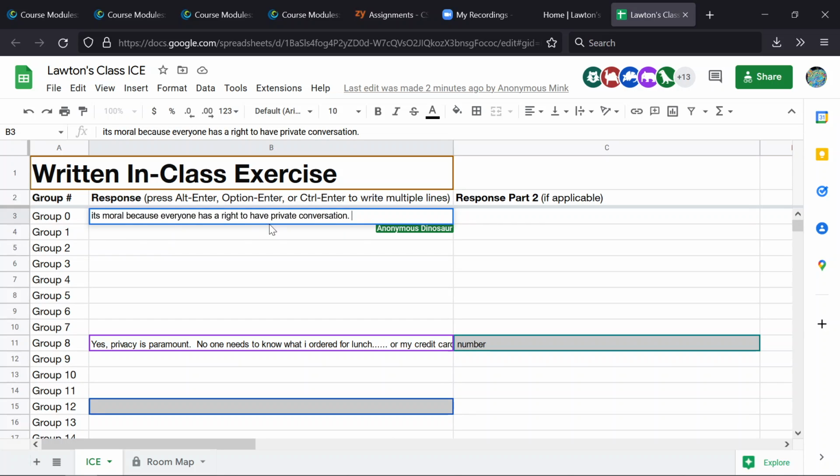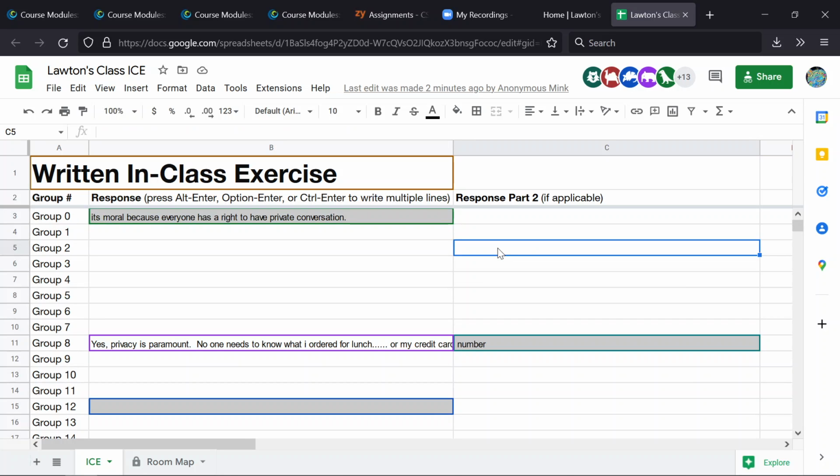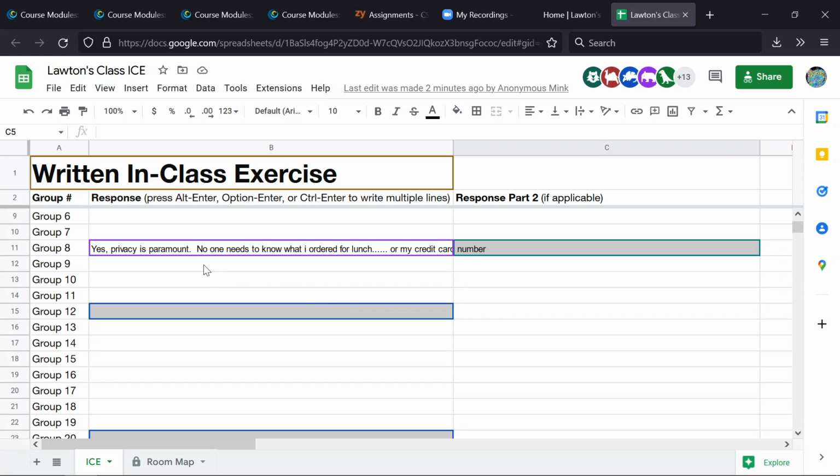So, it's moral because everyone has a right to have private conversation. Okay, so kind of like going back to natural rights, like we are kind of born with this idea maybe. We should always be allowed to have private conversation with other people if we choose to. Nobody should take that away from us. That's definitely one of those kinds of rights.